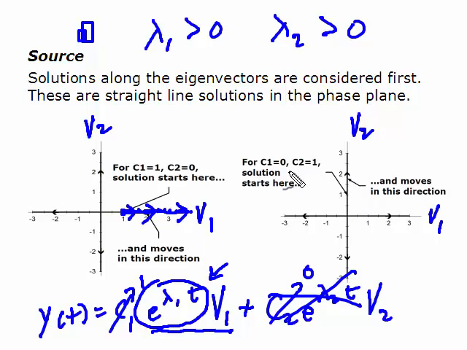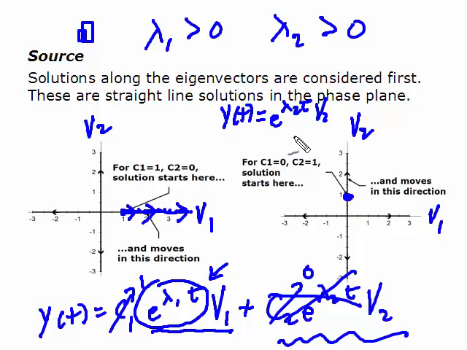How about the other one? So we'll let C1 be 0 and C2 equal 1, so all we have is the second. So all we're looking at is y of t equals e to the lambda 2t times v2. So if we start here, say this is our initial condition, lambda 2 is positive, we're going to be walking in this direction.